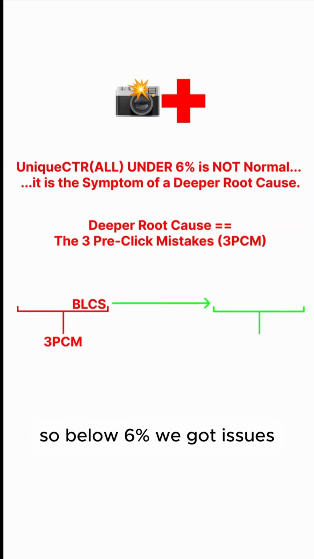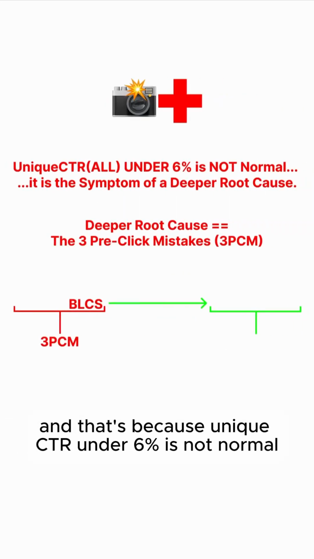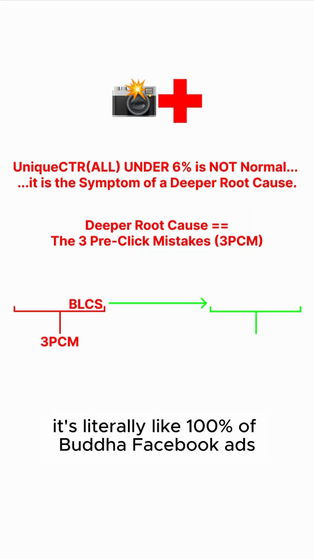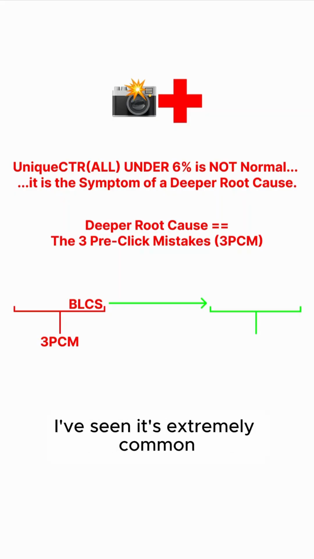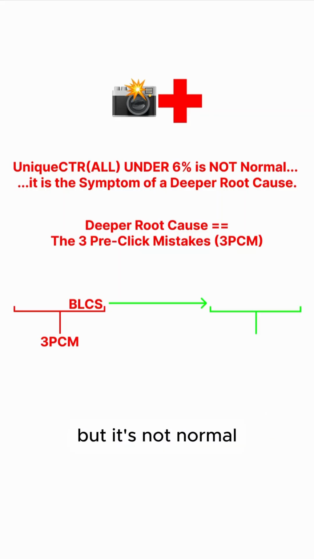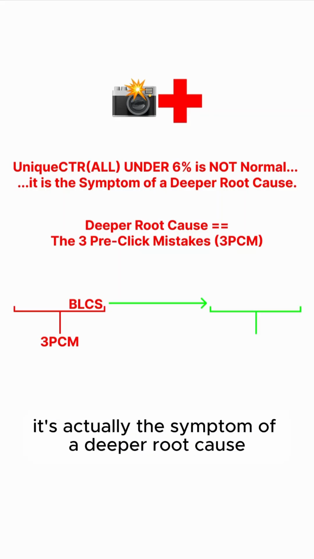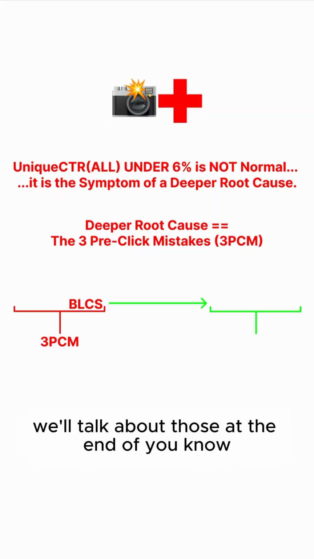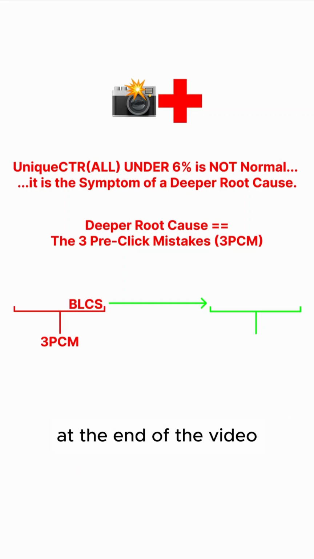So below 6%, we've got issues, and that's because a unique CTR under 6% is not normal. It's extremely common. It's literally 100% of Boudoir Facebook ads I've seen, but it's not normal. It's actually the symptom of a deeper root cause. And that deeper root cause is the 3 pre-click mistakes. We'll talk about those at the end of the video.